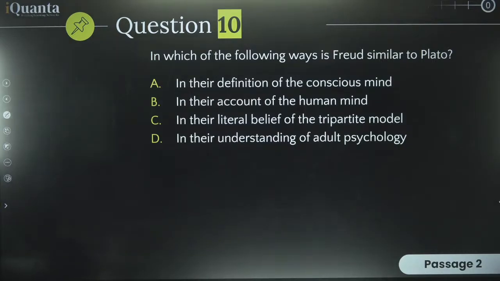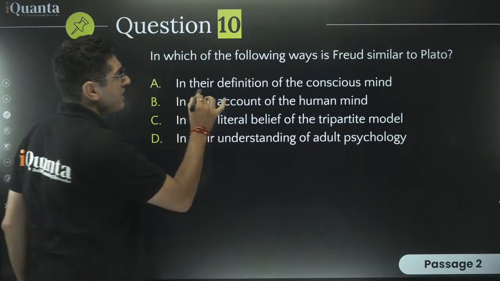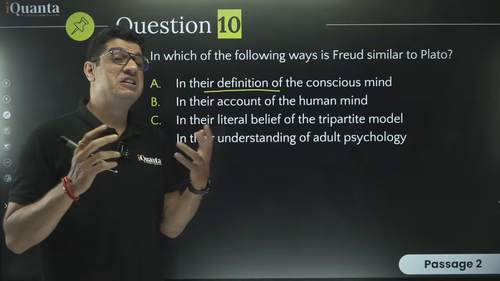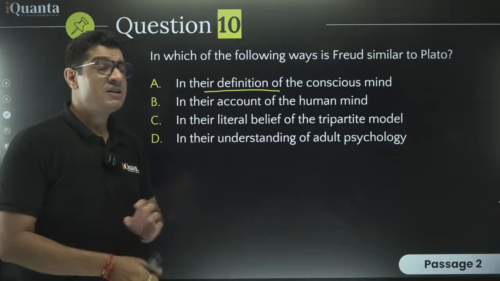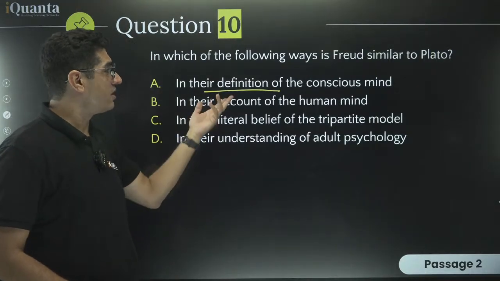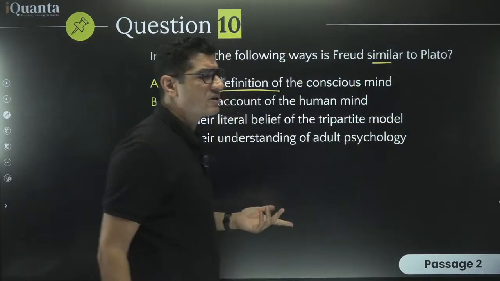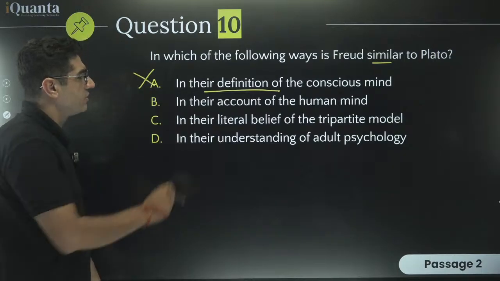In which of the following ways is Freud similar to Plato? A says in their definition of the conscious mind. Okay. So when I say in the definition of the conscious mind, the problem is the passage has not even given us a definition of the conscious mind. And if a definition is not even given, the question of the similarity also does not arise. So that's easy to rule out.